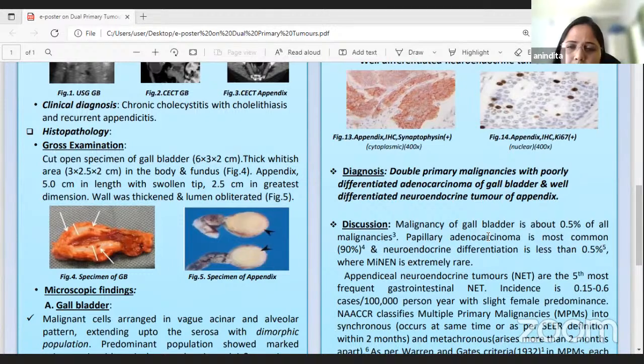That means if you are getting a dual primary tumor in a patient, then what are the factors responsible? What are the things you should look out for? Sorry, madam. Suppose you are getting a dual primary tumor in a patient. Yes. So my question is, what is the factor responsible for dual primary? Do you know that? What are the factors responsible? Etiological factors. Yes.